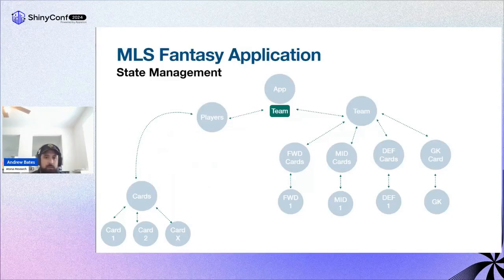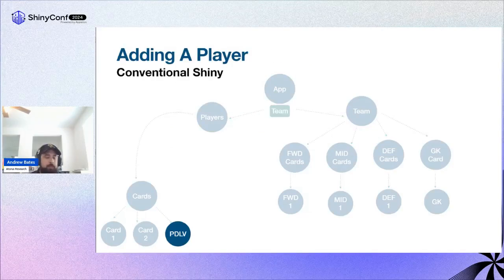So to simplify things a bit, we're going to focus just on the team, and we're going to walk through what happens when we add a player to our team. So again, we want to add Pedro de la Vega. Within his card, we'll click the Add button. And when we do that, the team object is updated.